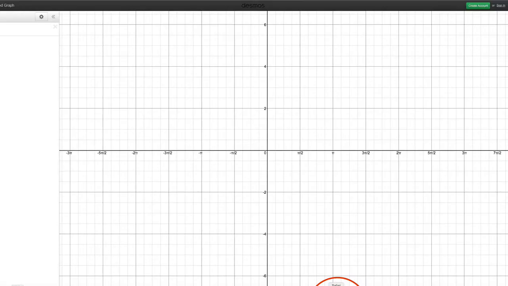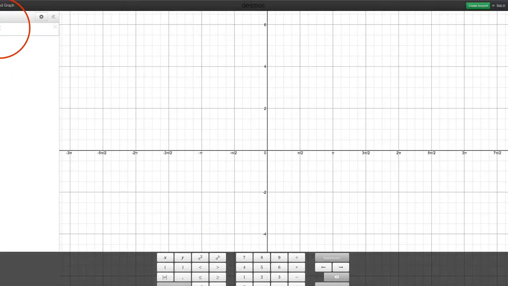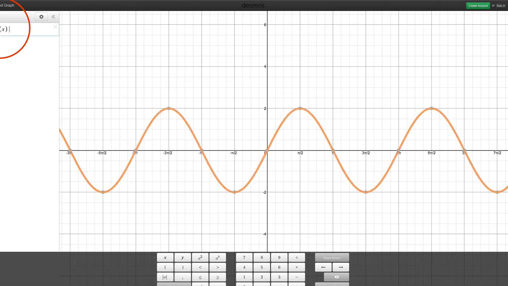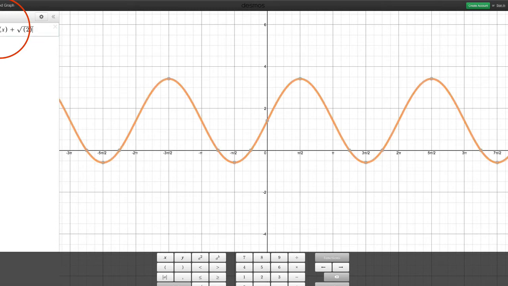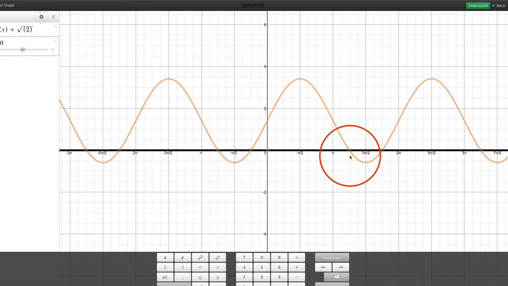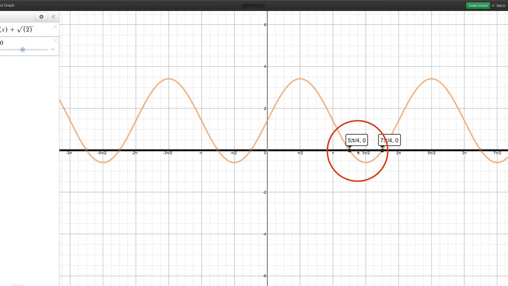So we have 2 sine x plus the square root of 2. So we'll go ahead and type this in here just to verify this visually. We have 2 sine x plus the square root of 2. And what we want to know is, where does this have an output of 0? So we say that 0 is just the x-axis. We're finding the zeros of this equation. But at least on the interval from 0 to 2 pi, you can see that 5 pi fourths and 7 pi fourths are these two values, or input values, or angle values, or x values, for which our graph has an output of 0.